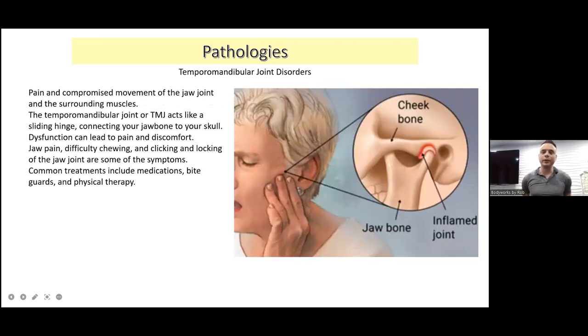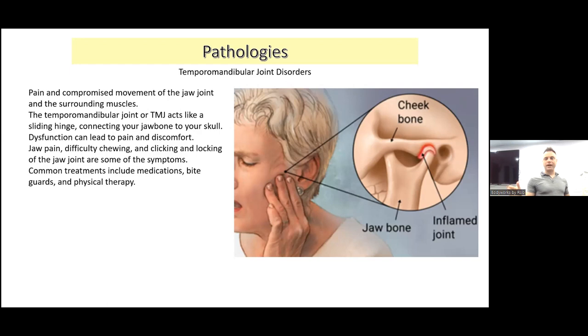Temporomandibular joint disorders, also known as TMJD. So first off, what is the temporomandibular joint? Well, that's your jaw joint. That's the jaw thing right here. The joint I've been moving all night, right?